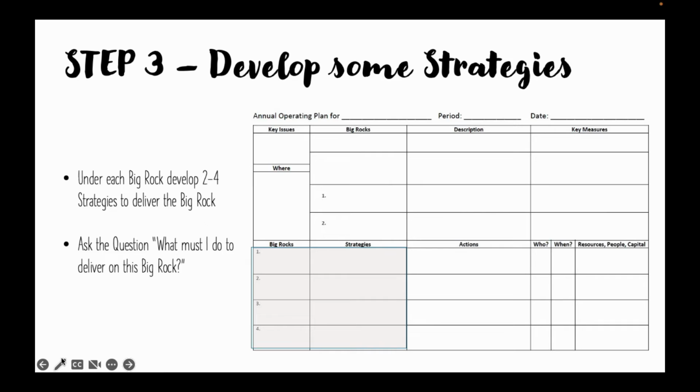And I guess the nomenclature, is that the right word, that I use for getting the strategies is, for big rock number 1, the strategies will be 1.1, 1.2, 1.3, 1.4. For Big Rock 2, the strategies will be numbered 2.1, 2.2, 2.3, 2.4, all right? So we can get some linkages between big rocks and strategies. All right, so now you've got your big rocks, go and build some strategies.